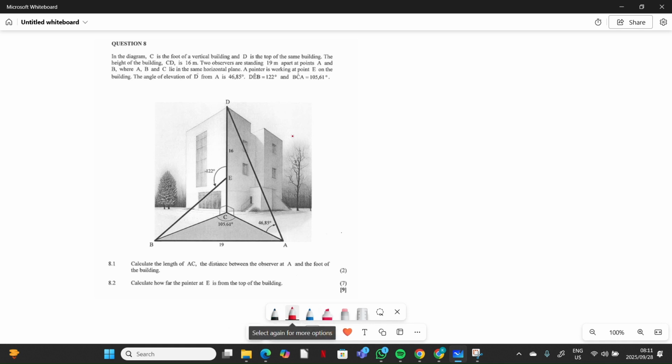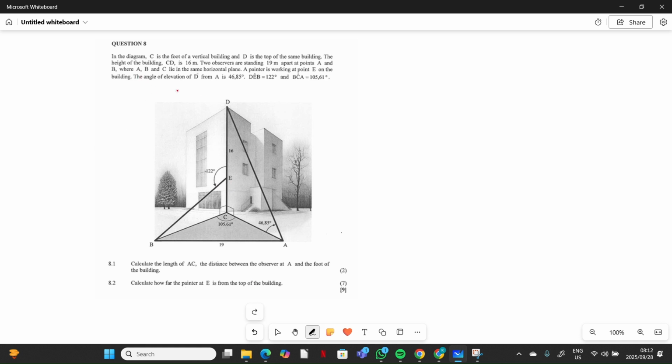Now, let me show you how you would do this one. Let's go through it together. They say that in the diagram, C is the foot of a vertical building and D is the top of the same building, right? They're saying that the height of the building CD is 16 meters. Then they say that two observers are standing 19 meters apart from each other, which is B and A, where A, B, and C lie on the same horizontal plane. So meaning that A, B, C are all on the ground per se. Okay. Then they say that a painter is working at point E on the building. There's point E there, just right on CD.